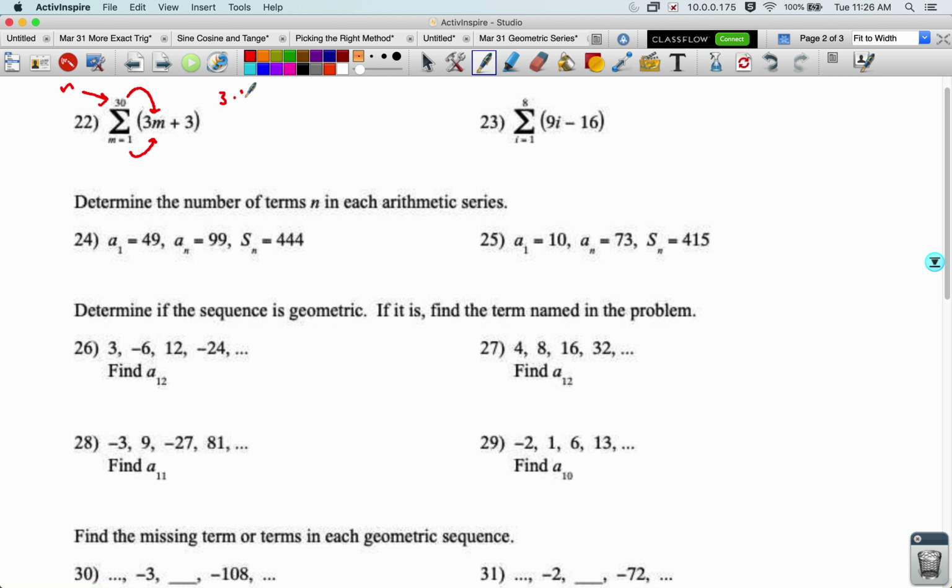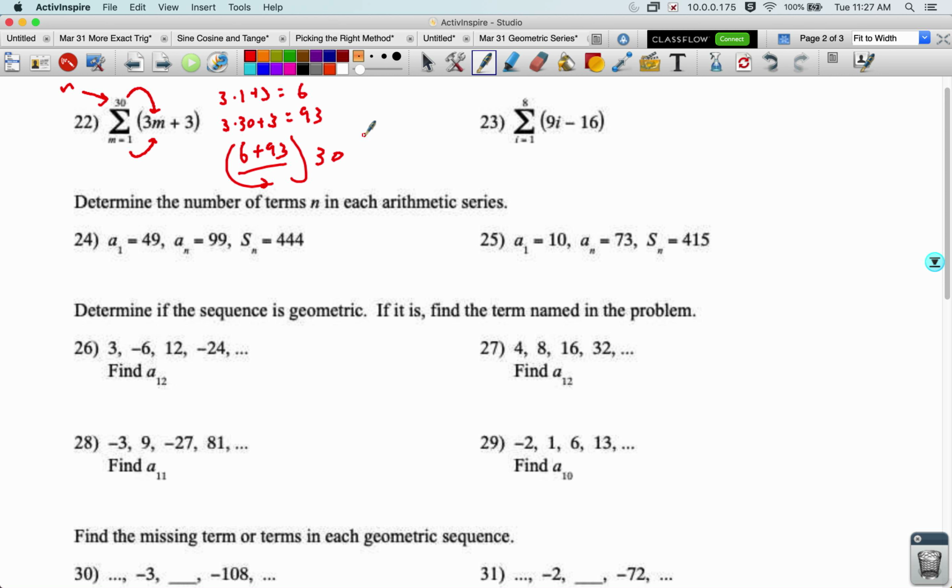So 3 times 1 plus 3 equals 6. 3 times 30 plus 3 equals 93. Let's take the average, 6 plus 93 divided by 2, then multiply by the number of numbers, which is 30.